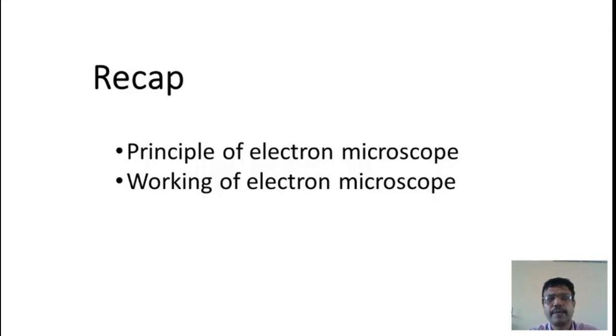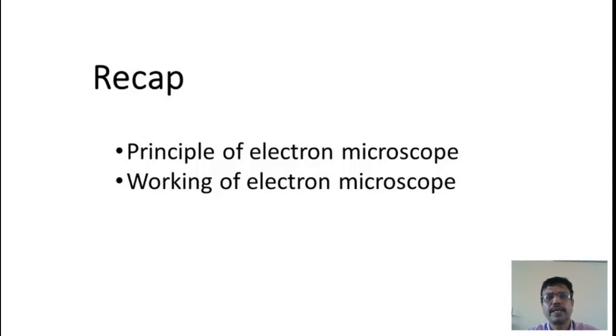Then the working of electron microscope. You take an electron gun, which is the source of electrons. When it emits electrons, they pass through different lenses: first the magnetic condenser lens, then the magnetic projector lens, and then the magnetic objective lens. So all three lenses are used. The first lens is used to focus the electron beam onto the specimen, the second lens gets a magnified image of the specimen, and the last lens gets still more magnification.